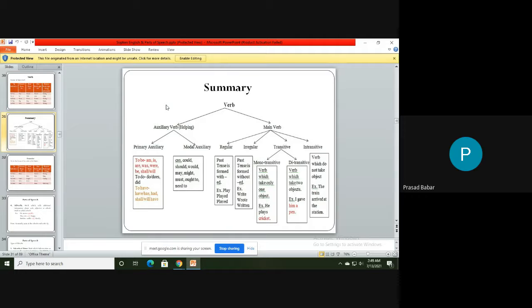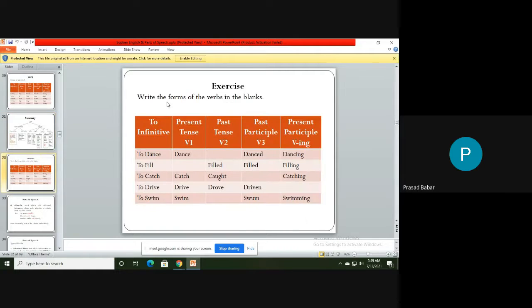Okay, so let's do an exercise after this. Write the forms of the verbs in the blanks. There are some blanks that remain there, and we have to fill these blanks with the appropriate verb type. So the first example is dance, to dance.